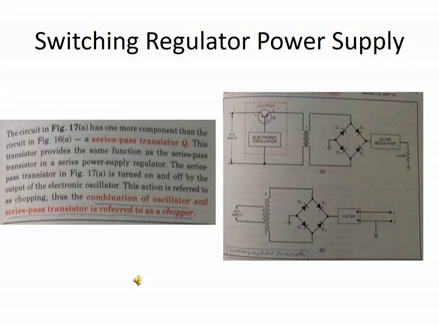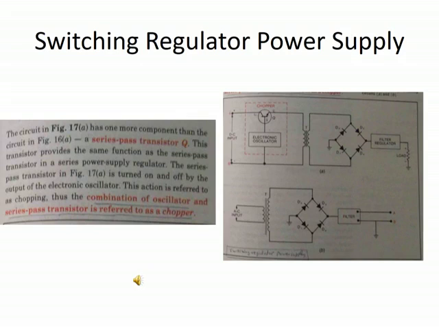So this is the connection: firstly, the input is DC. The DC is connected to the regulating chopper circuit, which produces the AC voltage. The AC voltage level is changed to another level and then converted to DC. Normally the DC voltage level cannot be changed, only the AC voltage level can be changed. So to change the DC voltage level, firstly we convert the DC to AC, change the AC voltage level, and then convert it back to DC. This is the way the switching regulator power supply circuit works.